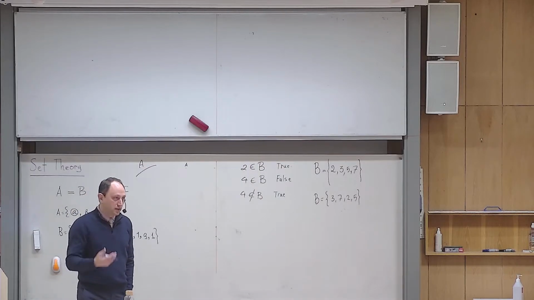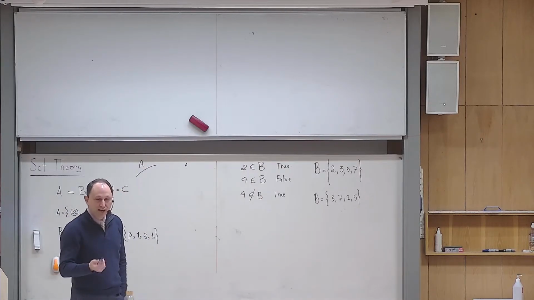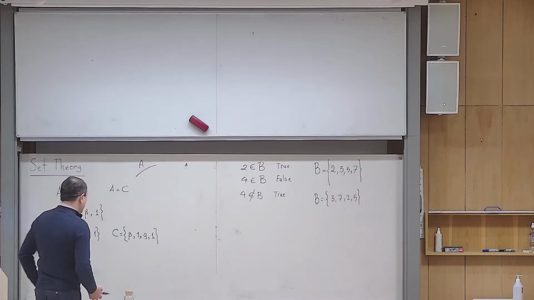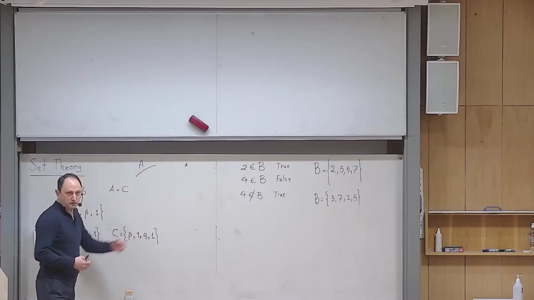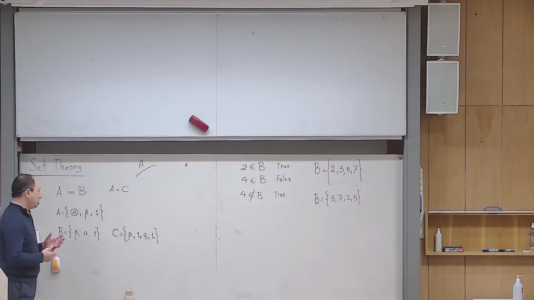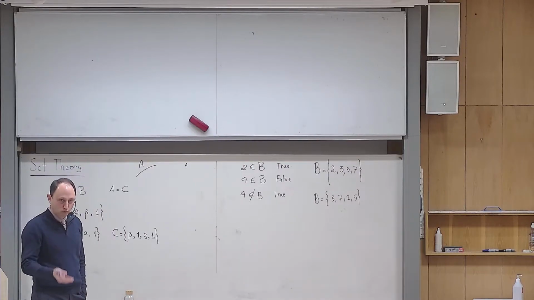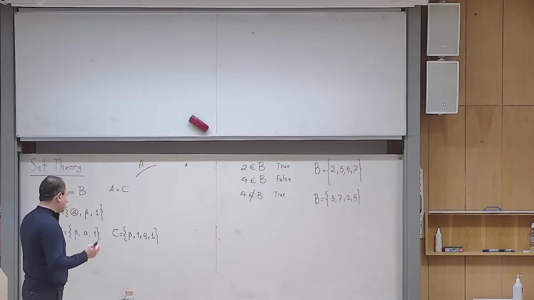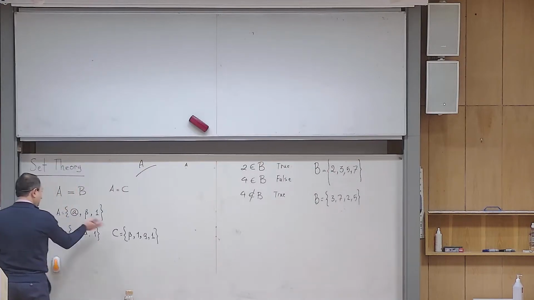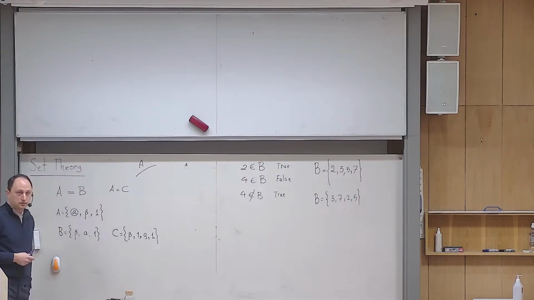Because repeating an element in the set doesn't have any effect in the set itself. So it is better not to repeat things. This is, by the way, implicit. When I talk about a set, I implicitly mean that no element is being repeated, because repeating the same element more than once doesn't have any effect in the set itself. So these two sets are called equal.